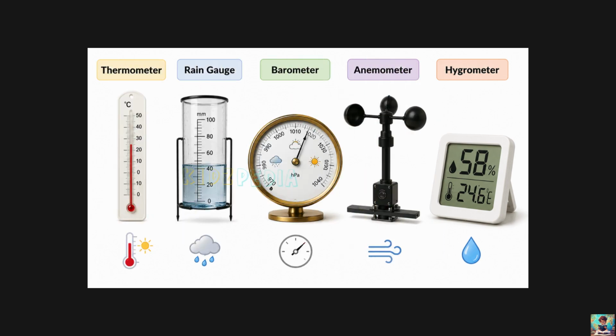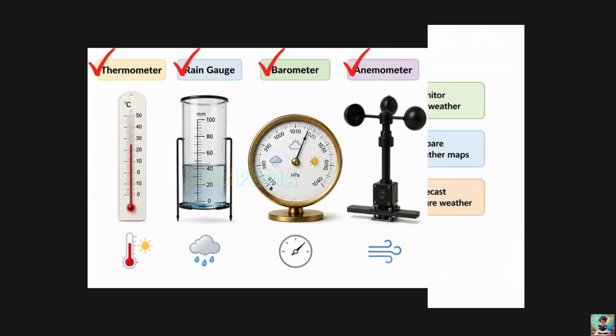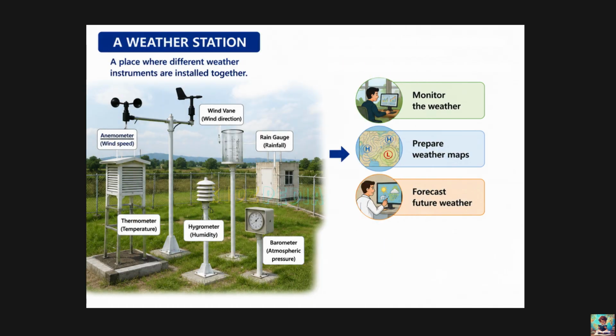So now we have learnt all 5 elements of weather and the instruments used to measure them. But here is an interesting question. We use a thermometer for temperature, a rain gauge for rainfall, a barometer for pressure, an anemometer for wind, and a hygrometer for humidity. Do scientists keep all these instruments separately? No, they bring them together at one place called a weather station.